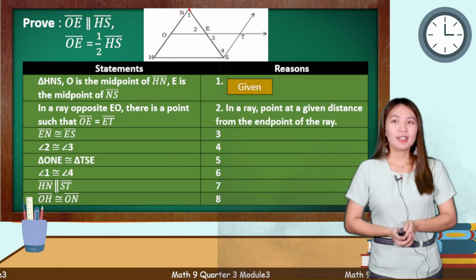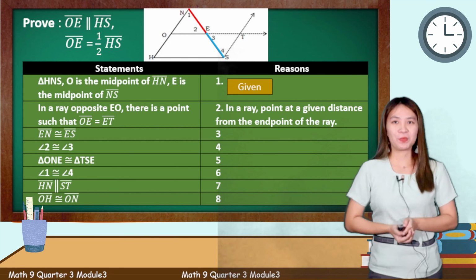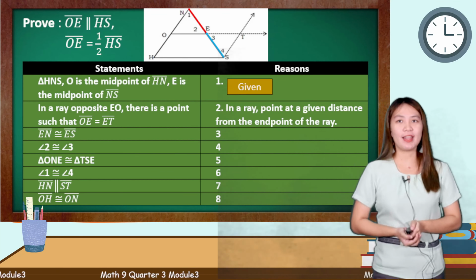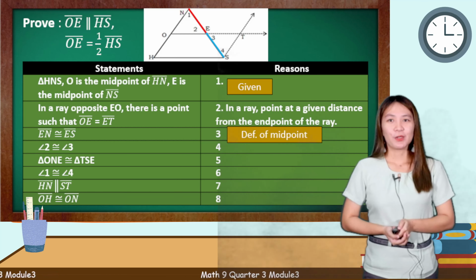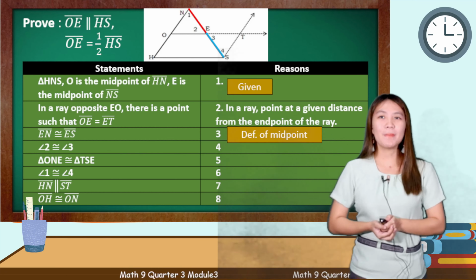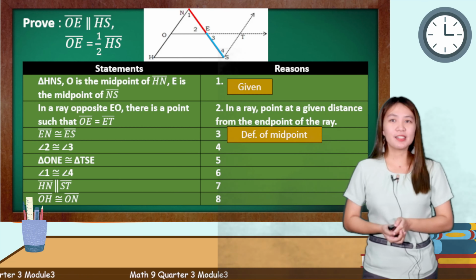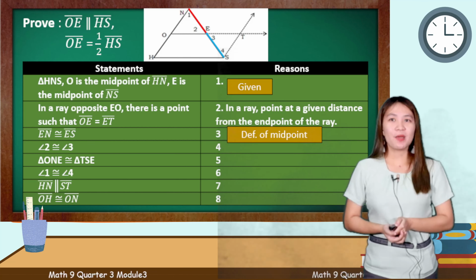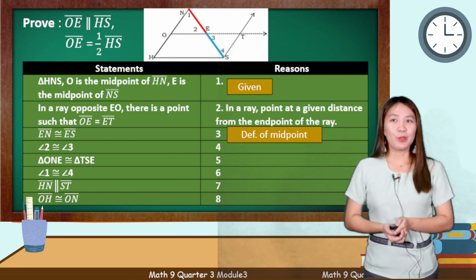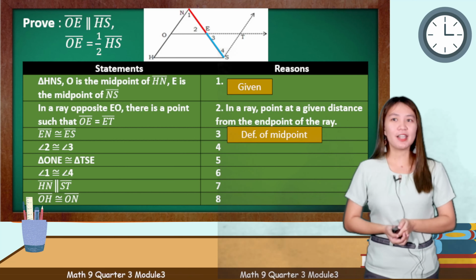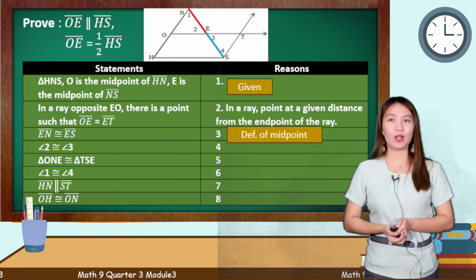Segment EN is congruent to segment ES. So look at the diagram. What could be the possible reason behind that statement? So the correct answer is definition of midpoint. Because as you can see, segment EN and segment ES are parts of a single segment, which is segment NS. And then based on our statement number 1, it has been said there that E is the midpoint of NS. Therefore, it cuts the segment into 2 equal parts.